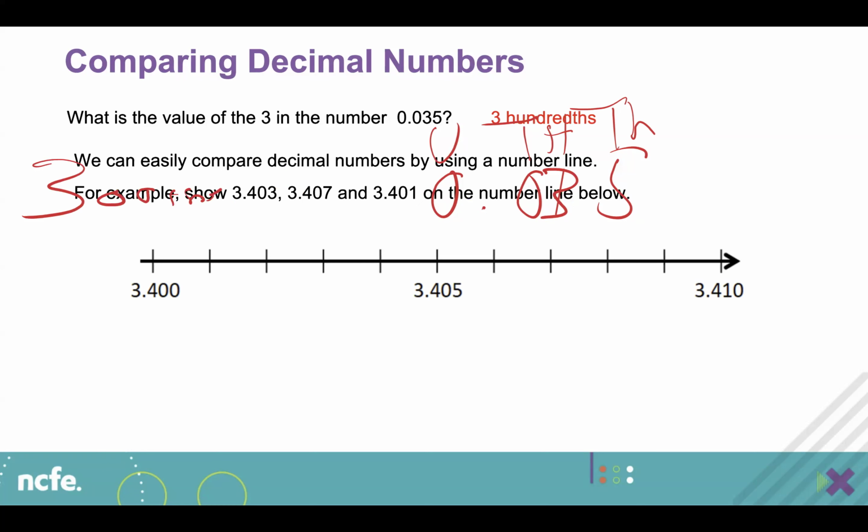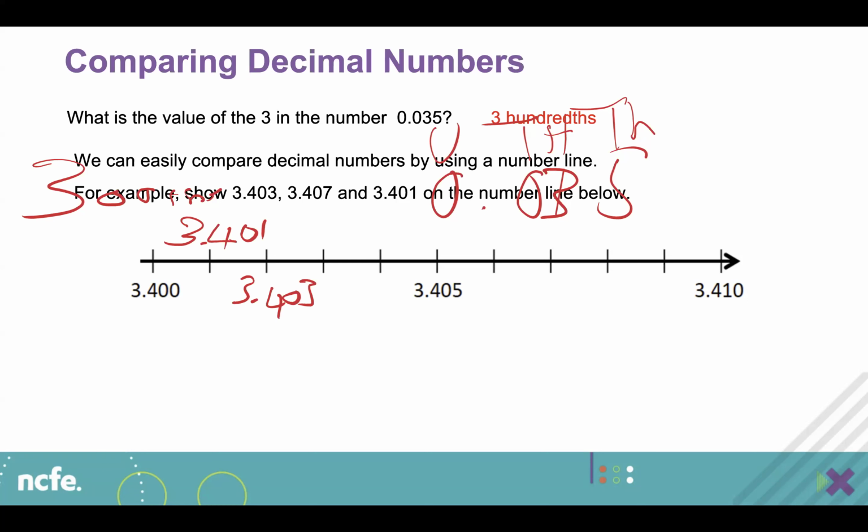You can compare decimal numbers by using a number line, for example, show 3.403, 3.47, and 3.41 on the number line below. So if we calculate this, it's 3.401, 3.42, 3.43, 3.44, and 3.45, and so on. So 3.401 will be here, 3.401 will be there.